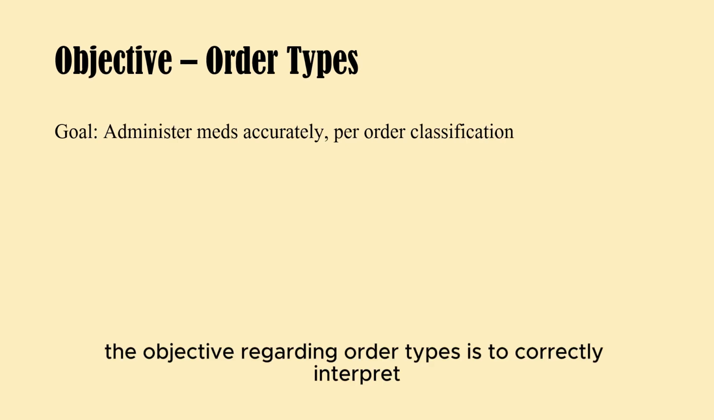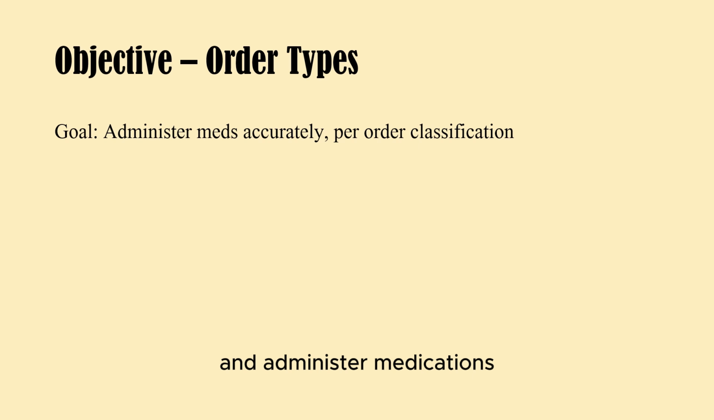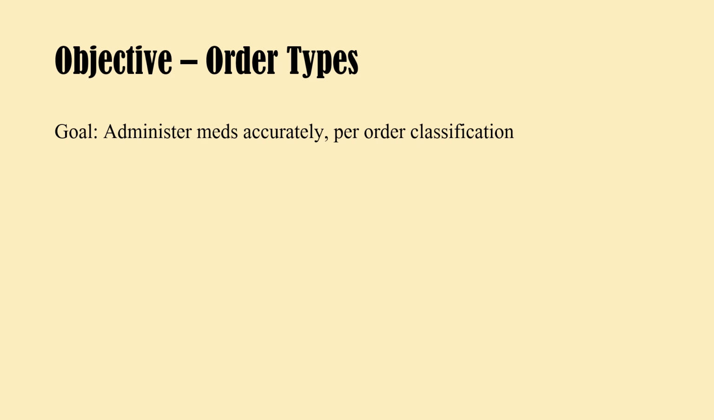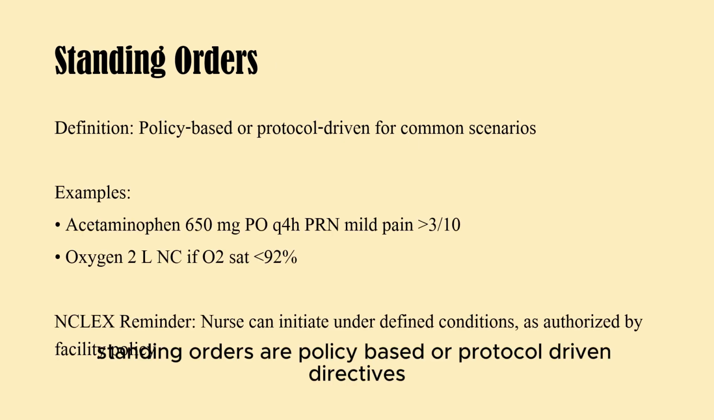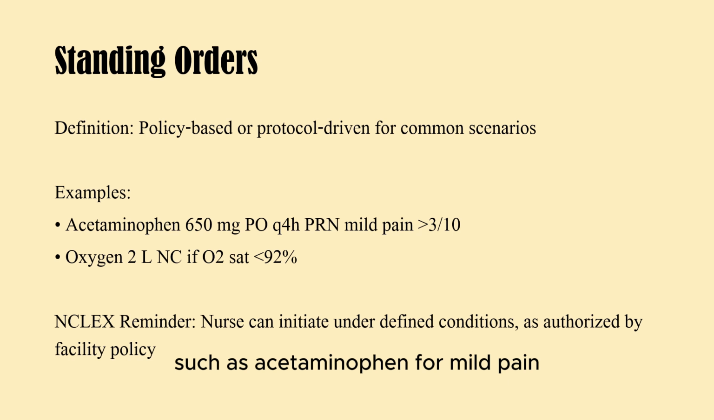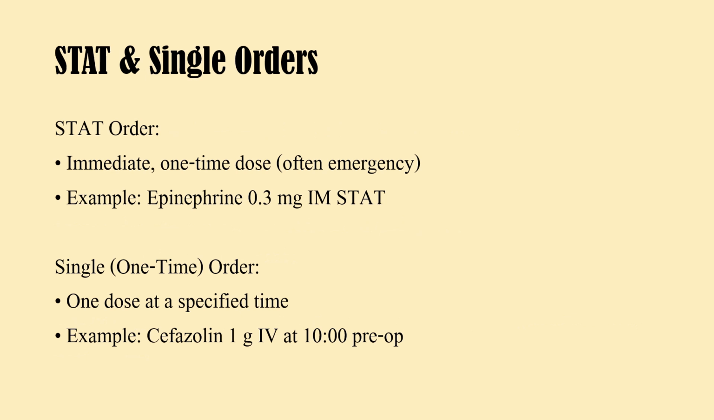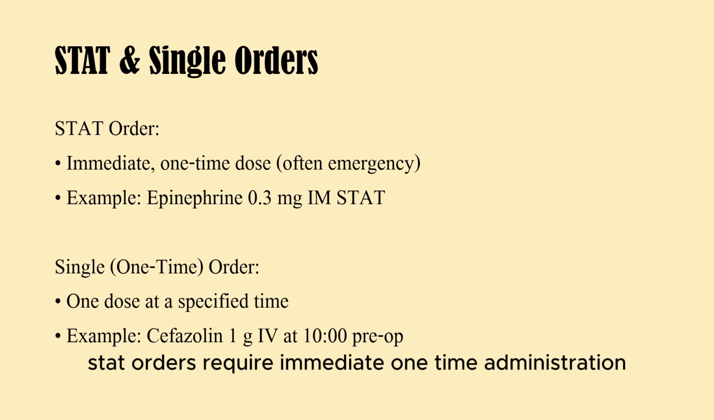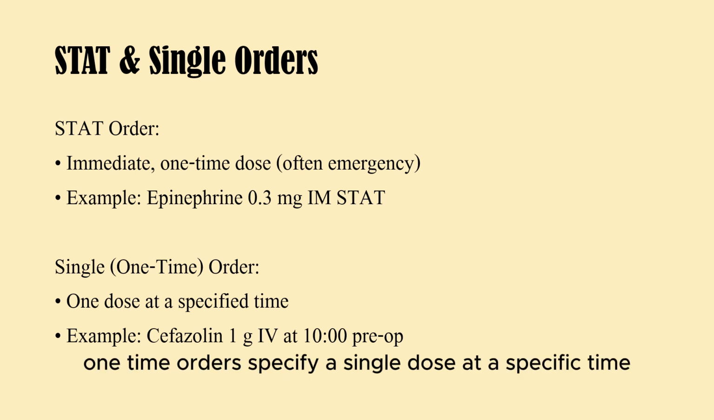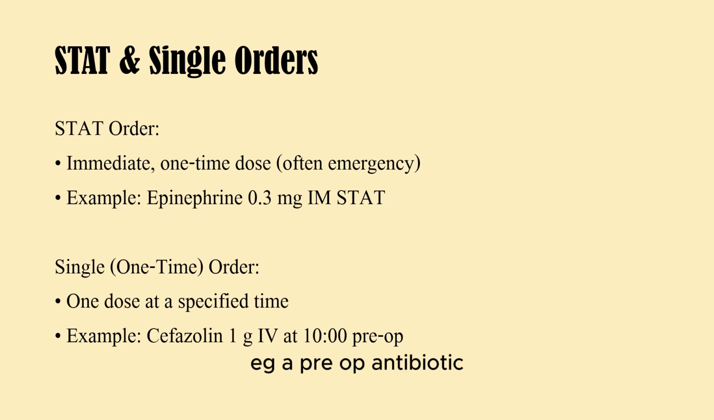The objective regarding order types is to correctly interpret and administer medications under standing, stat, single, or PRN directives. Standing orders are policy-based or protocol-driven directives for recurring scenarios. They allow the nurse to initiate treatments, such as acetaminophen, for mild pain based on facility guidelines. Stat orders require immediate one-time administration, e.g., epinephrine in emergencies, whereas single, one-time orders specify a single dose at a specific time, e.g., a pre-op antibiotic.